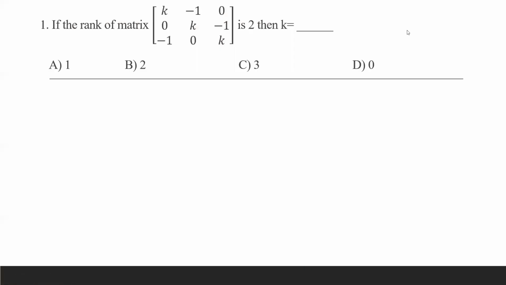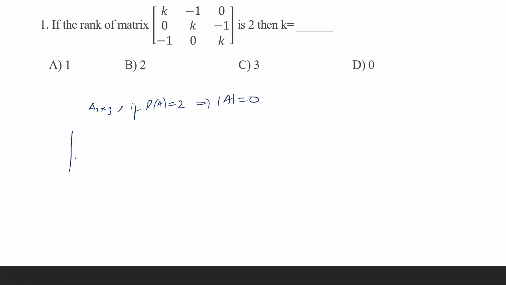See, this is the first question which we gave you. You are given a matrix for which the rank is 2, and you are asked to find the value of k. Look at this matrix. It is a 3 by 3 matrix. When you are given a 3 by 3 matrix, and if the rank of that matrix is 2, as we know, the determinant of this matrix is obviously equal to 0. Isn't it? For a given 3 by 3 matrix, if rank of A is equal to 2, then definitely determinant of matrix A is 0.